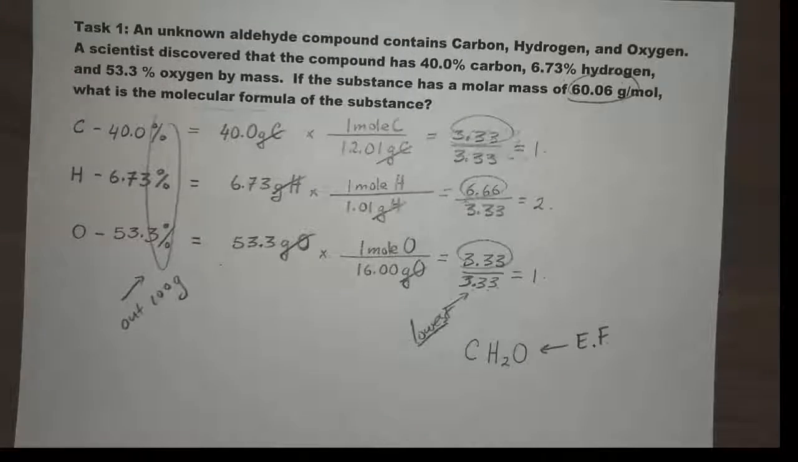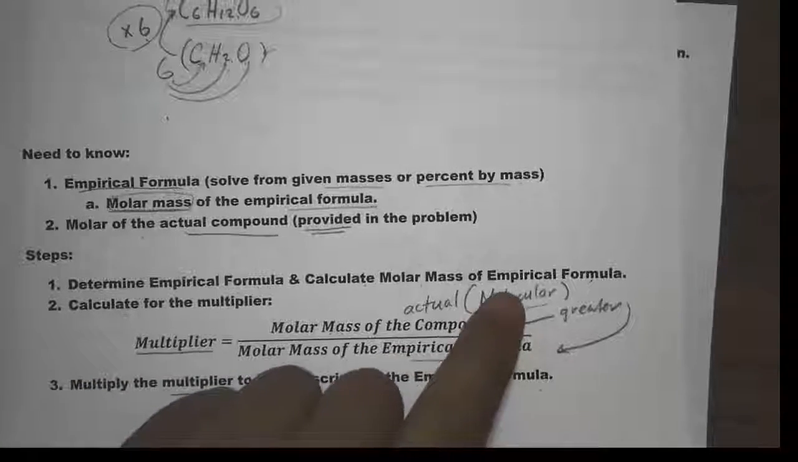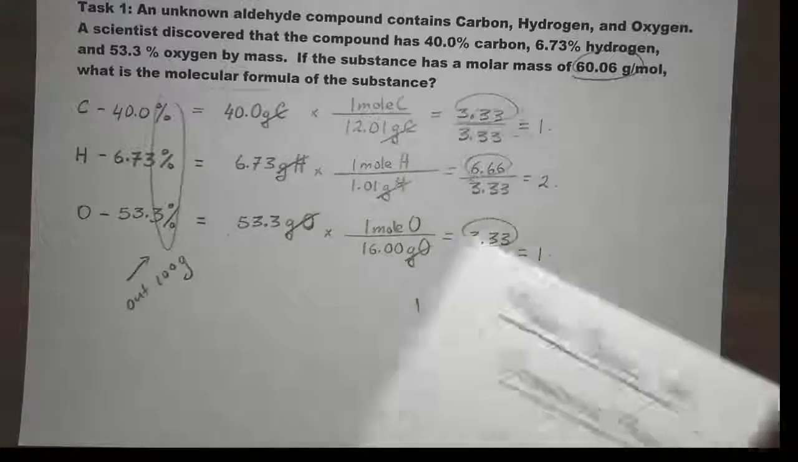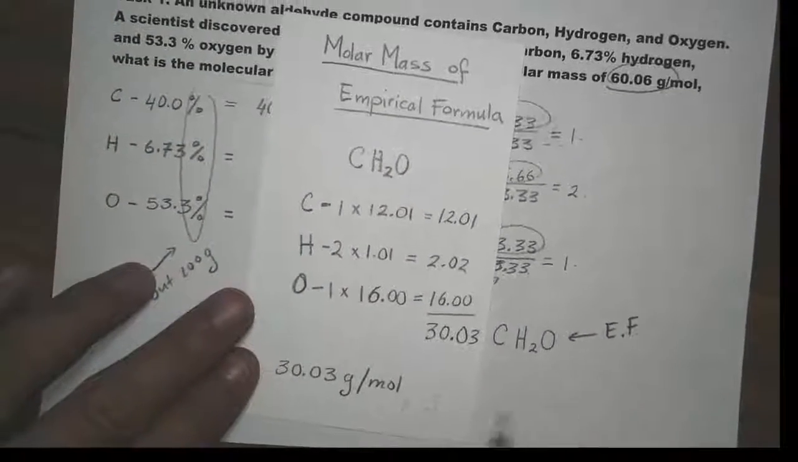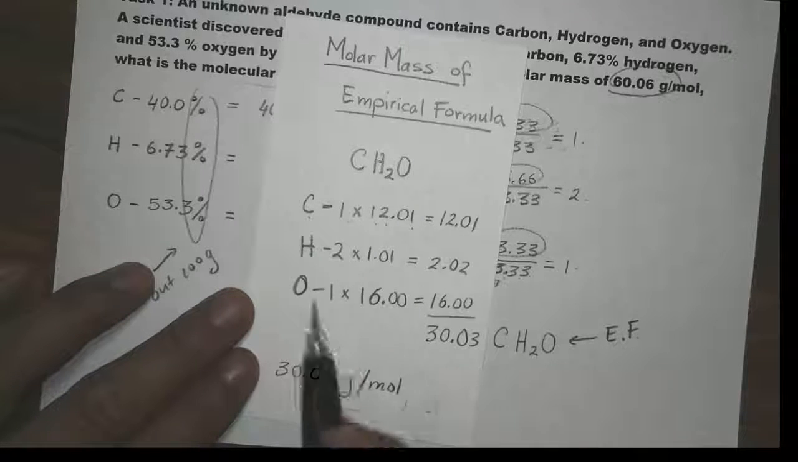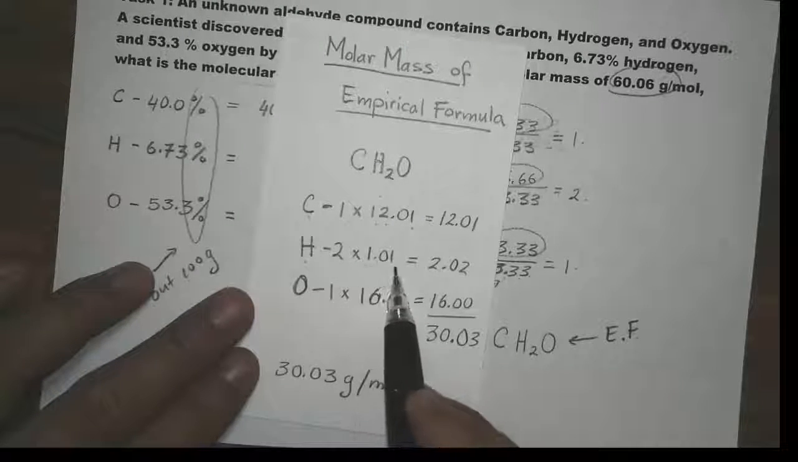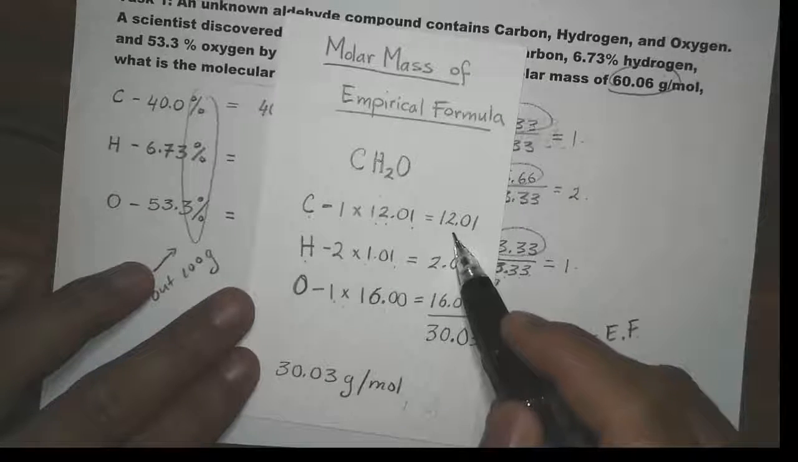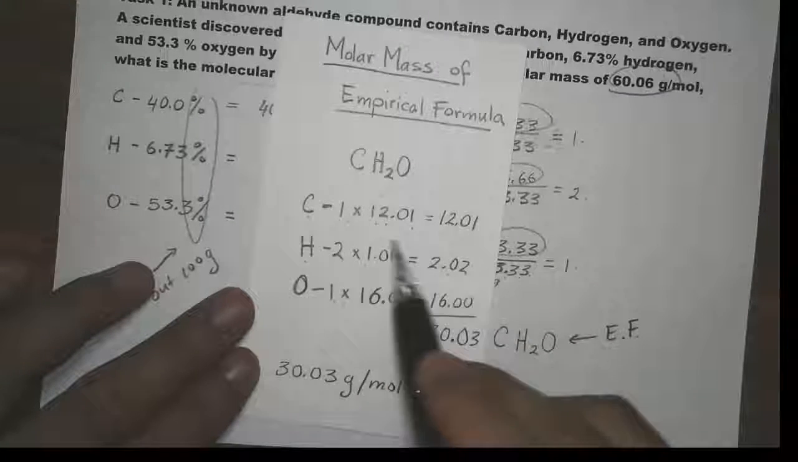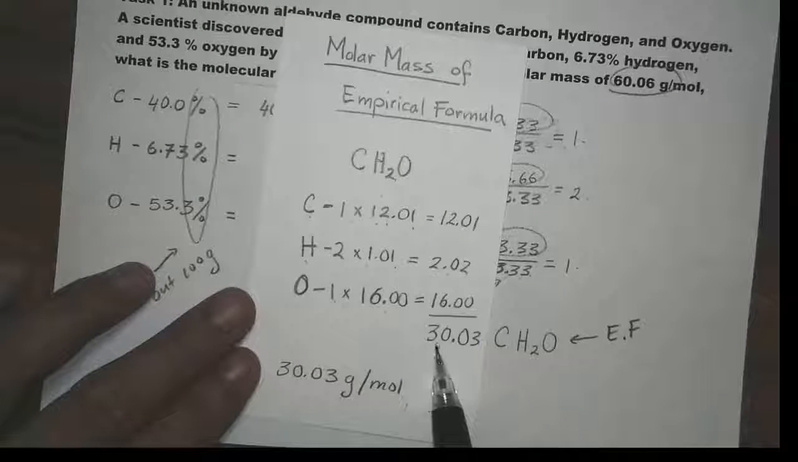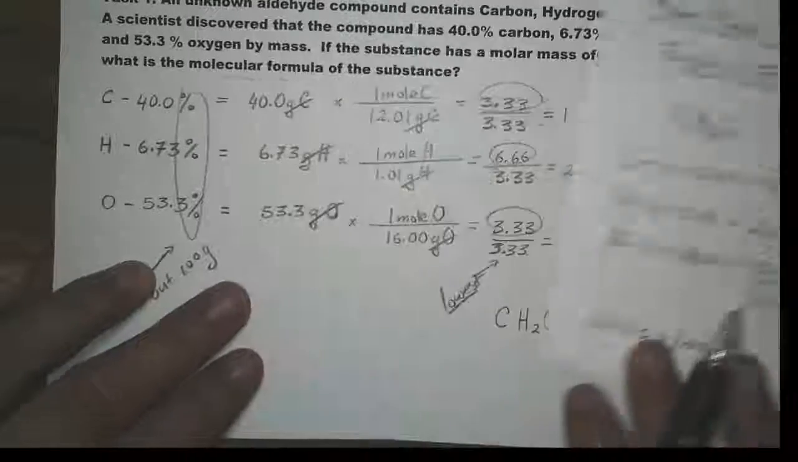The next thing we have to do is find the molar mass of the empirical formula. And that is pretty easy. Use a periodic table. For carbon, we have 1 carbon multiplied by the mass of carbon, 12.01. Hydrogen, we have 2 times 1.01. Oxygen, we have 1 times 16.00. And we multiply. This is the total mass for carbon, this is the total mass of hydrogen in this compound, and this is the total mass of oxygen in this compound. That gives us 30.03 grams per mole, and that is our molar mass for the empirical formula.